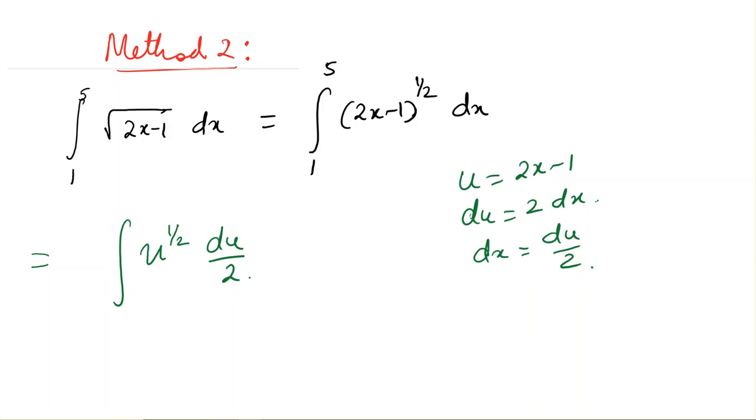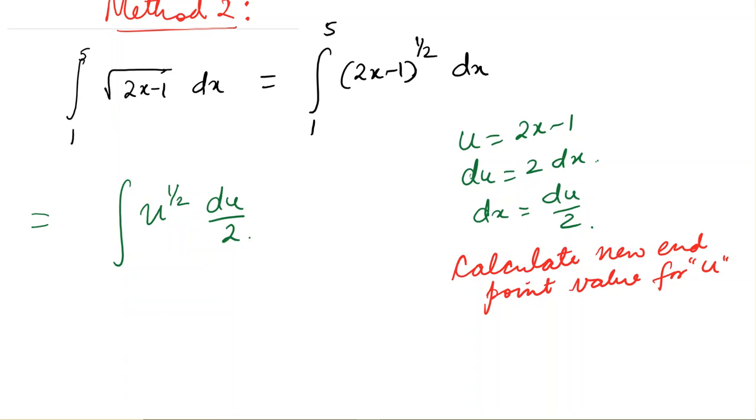So we're going to calculate the new endpoint values for u. How are we going to do that? We notice that when x equals 5, what is the value of u?